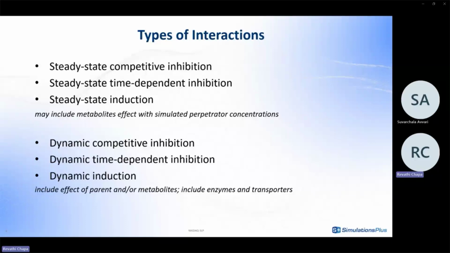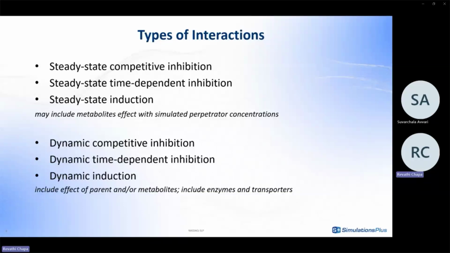Whereas in time-dependent inhibition, some compounds cause an irreversible effect on the enzyme or transporter, and this could lead to the ultimate degradation of that enzyme or transporter, which eventually needs some resynthesis to regain its normal activity. Whereas in induction, if there is some kind of stimulus, there could be synthesis of a new enzyme or transporter based on the stimulus. So this is essentially the induction.